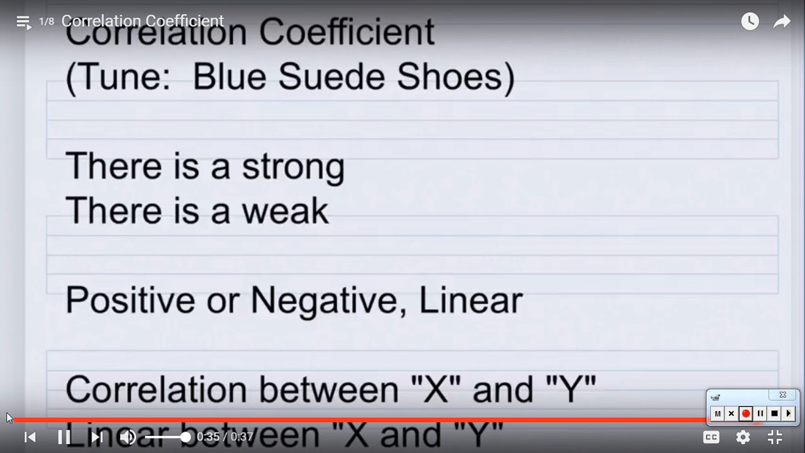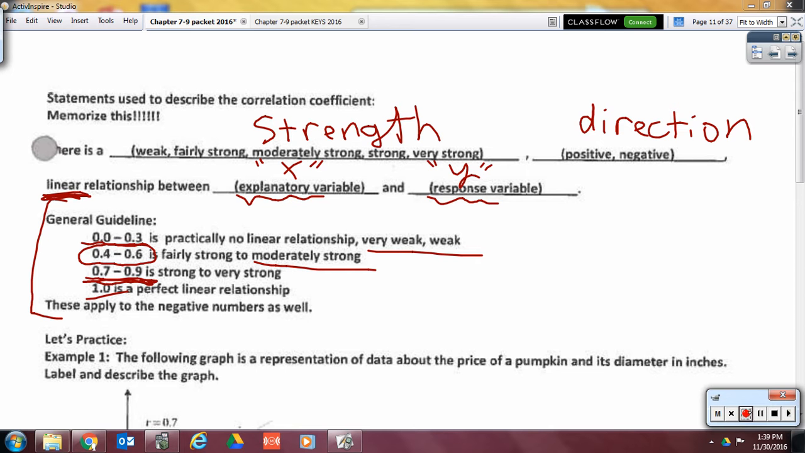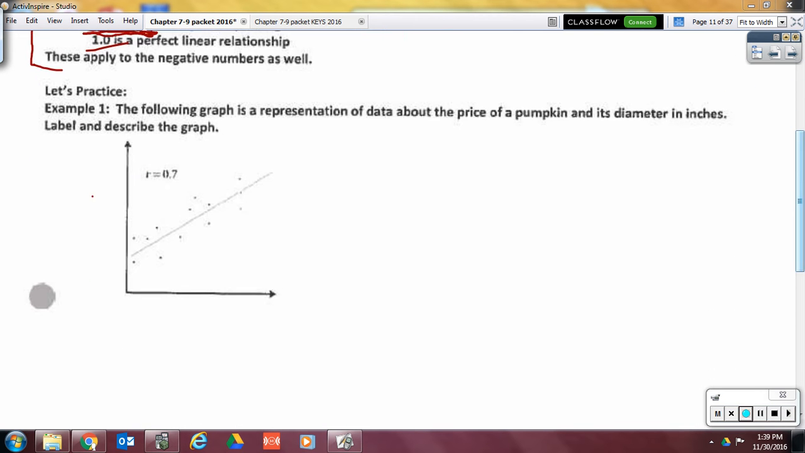All right. Let's see how that goes. We're going to practice writing that out. The following represents the data for the price of a pumpkin and the diameter in inches. First, what do you think is the explanatory variable if I talk about the price of a pumpkin and its diameter? The diameter is explaining the price? I agree. So the diameter is my x variable, and the price is my y variable.